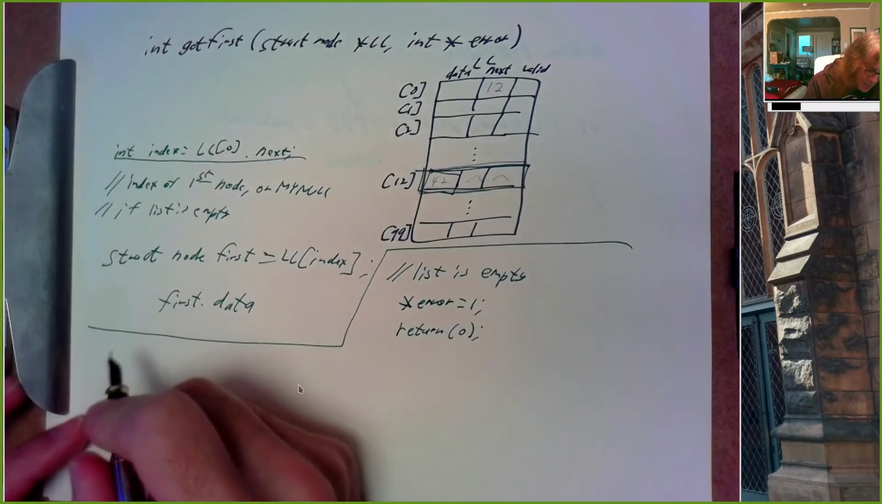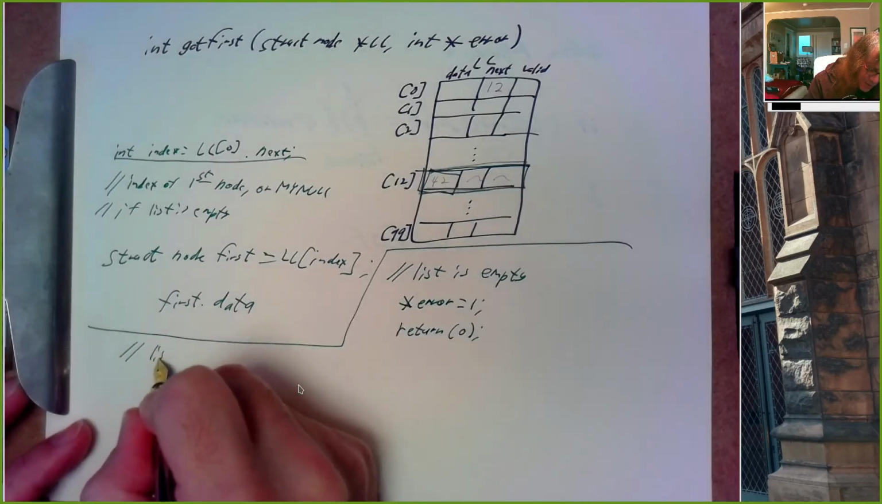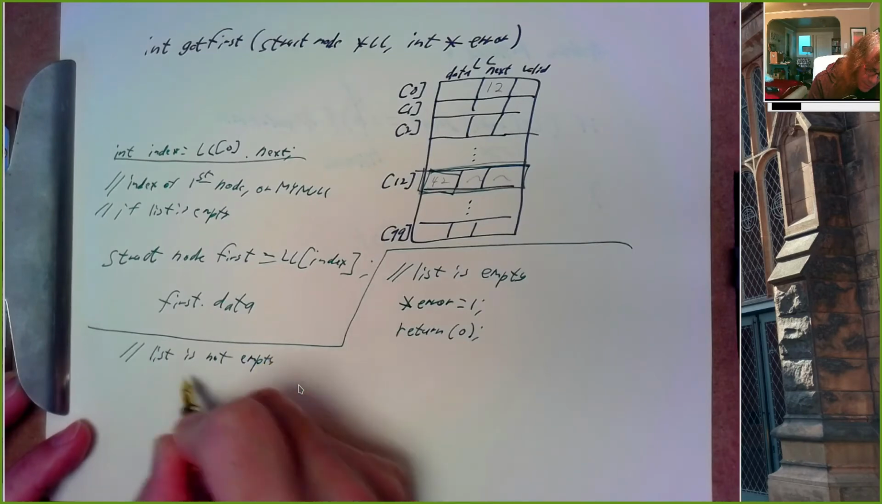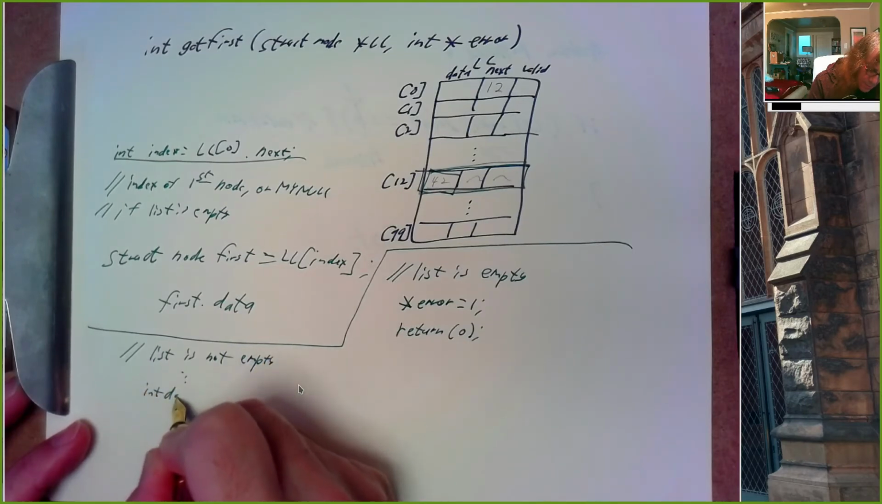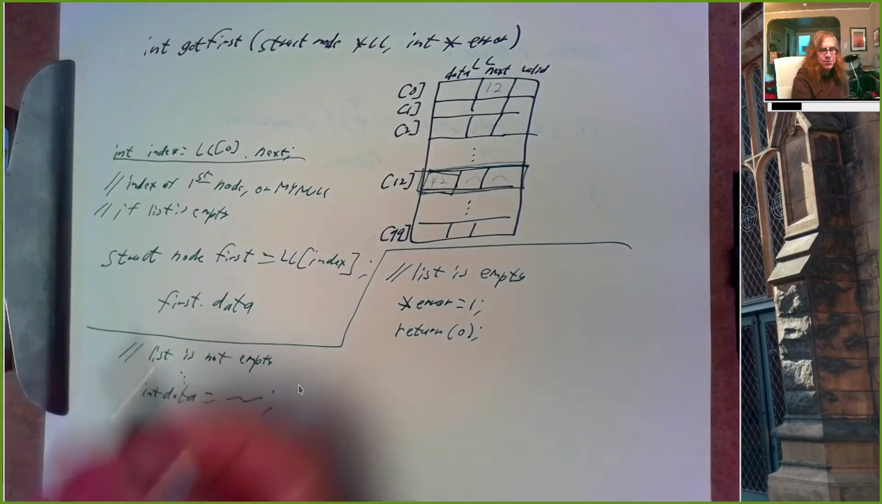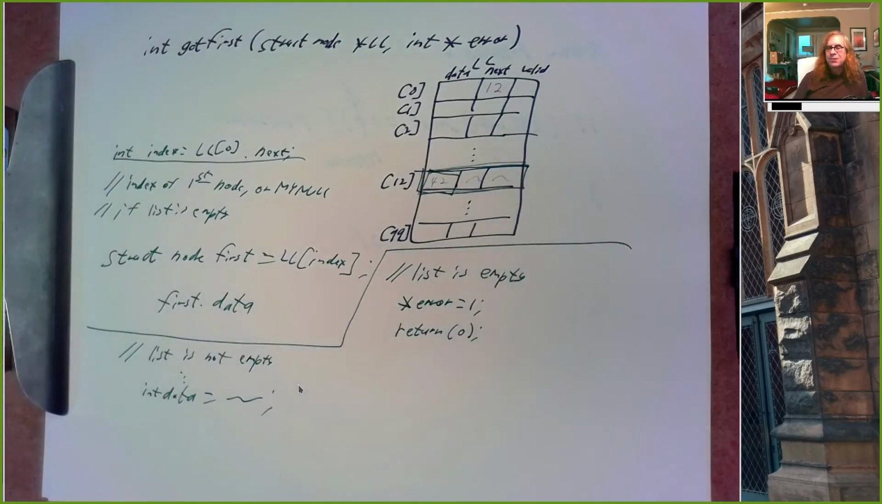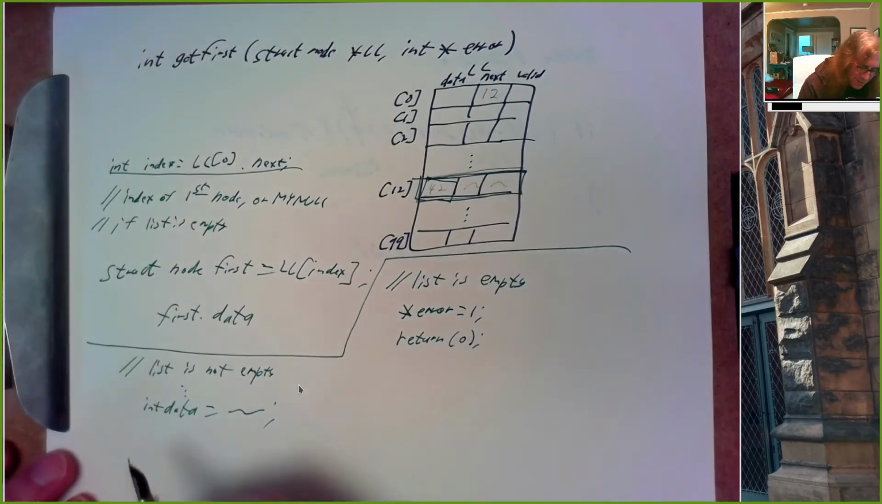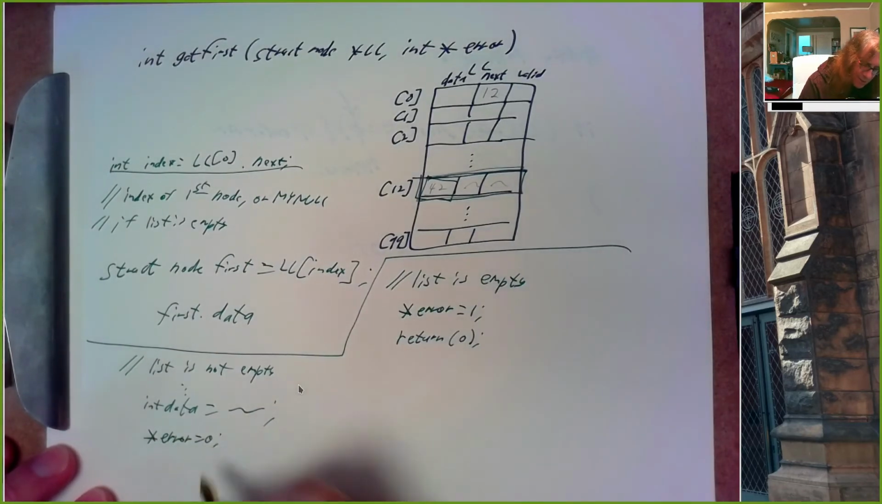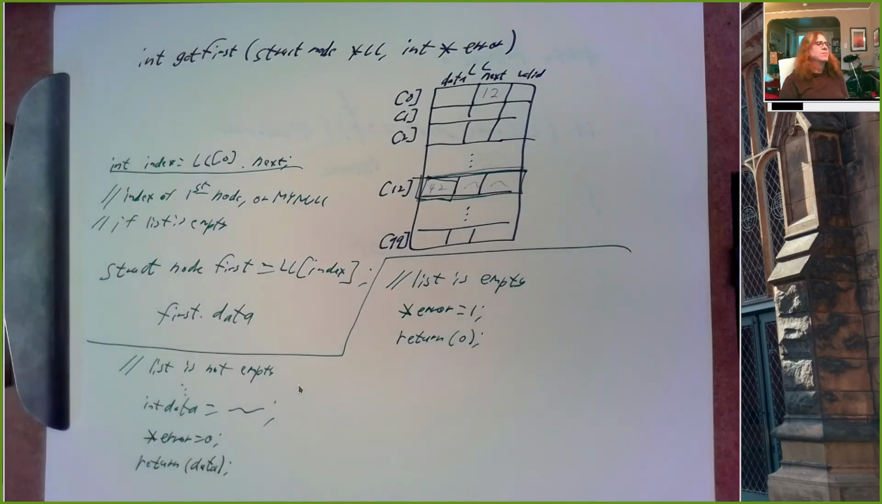The other possibility is you might find that the list is not empty. And so you do some stuff to figure out what the data value of this first node is. Let's just say we store that in a variable called data. All right. So how do we set up the return values properly? Set *error equal to 0 and return data, or whatever you called the data value.